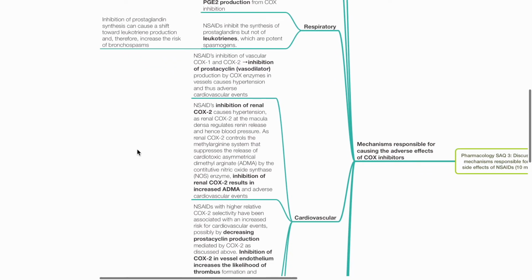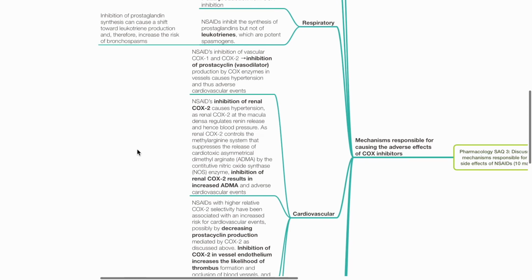Cardiovascular adverse effects. NSAIDs' inhibition of vascular COX-1 and COX-2 results in inhibition of prostacyclin production by COX enzymes, which is a vasodilator in vessels, and this causes hypertension and thus adverse cardiovascular events.